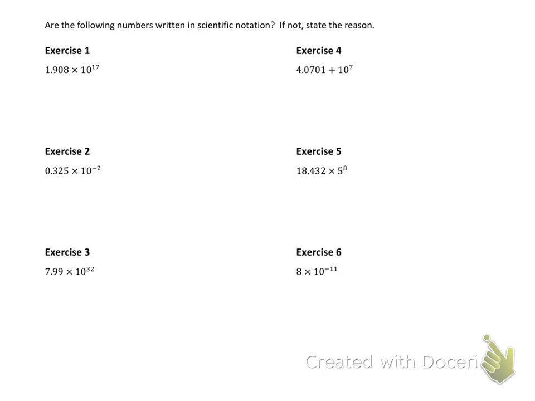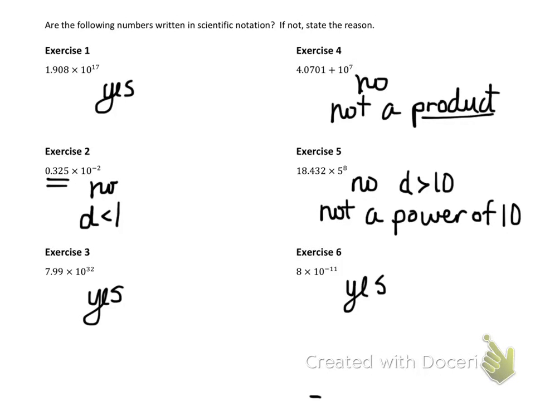Okay, so now you're going to look at exercises 1 through 6 and take a couple minutes to just work on these on your own. You're just asked to answer the question, is the number written in scientific notation? And if not, give the reason why it is not in scientific notation. Okay, so go ahead and pause now and do that. Okay, you can quickly look over the results here, and I'll just quickly go down.